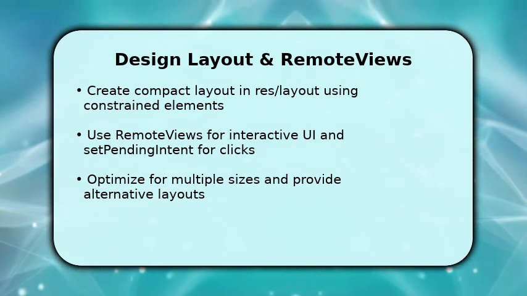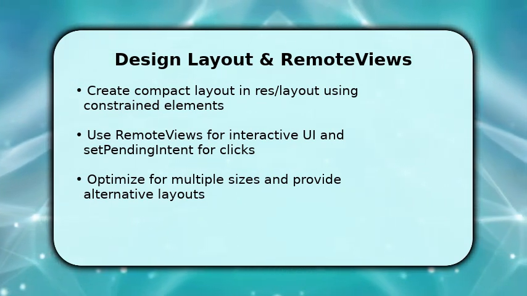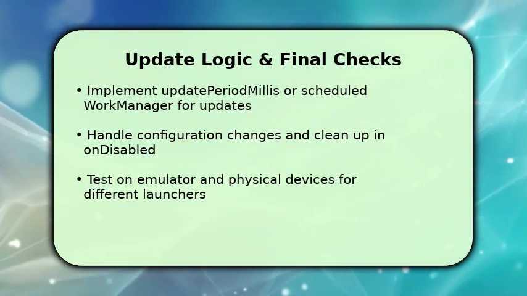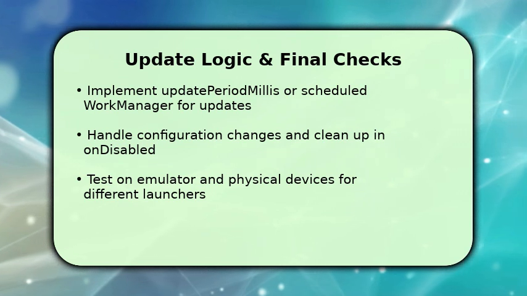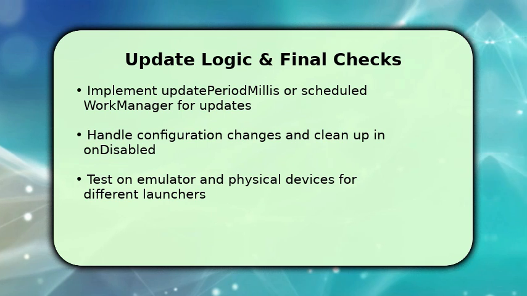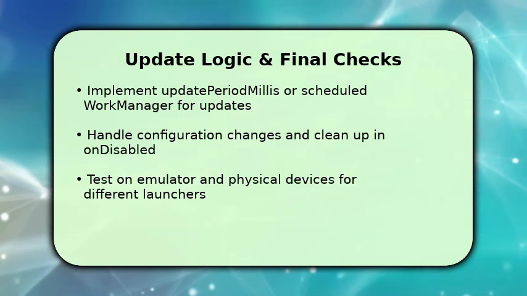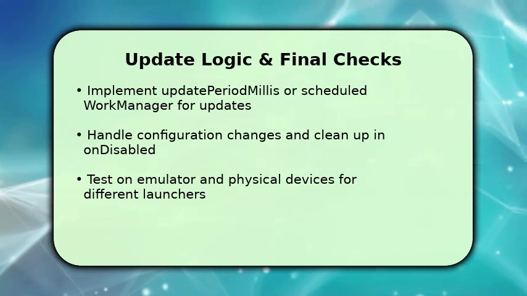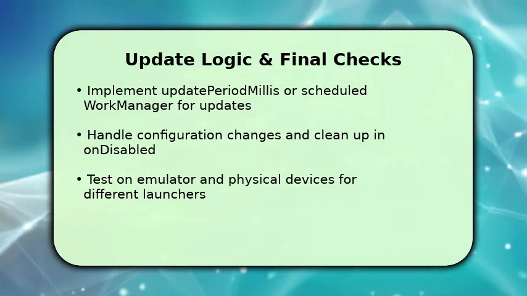Either use update period millis for simple refresh or schedule WorkManager for precise control and battery-aware updates. Once done, implement onEnabled and onDisabled to allocate or release resources and handle ACTION_APPWIDGET_UPDATE to accept manual triggers. Make sure to test across emulators and real devices and verify permissions for background work.